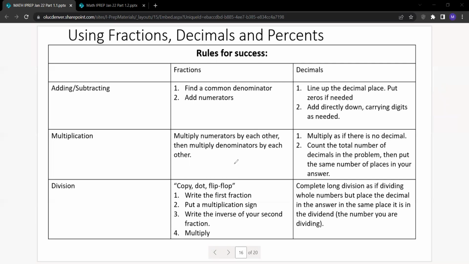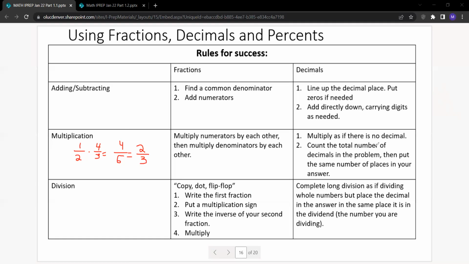Multiplication with fractions: you just multiply the numerators by each other, and then you multiply the denominators by each other. So for example, if you have 1/2 times 4/3, what you'll get is 4/6, which can be simplified to 2/3. So you can see 1/2 of 4/3 is 2/3.